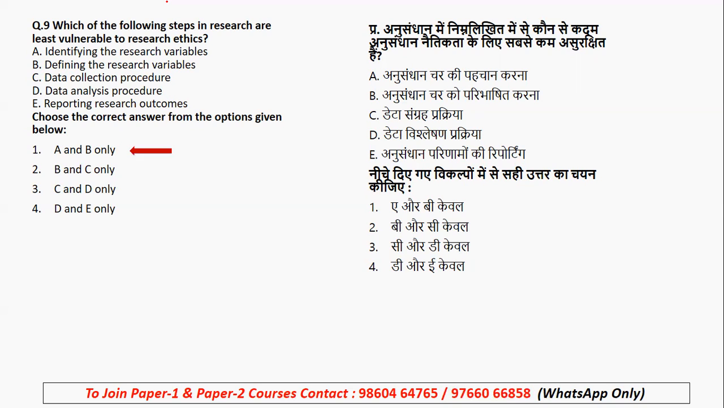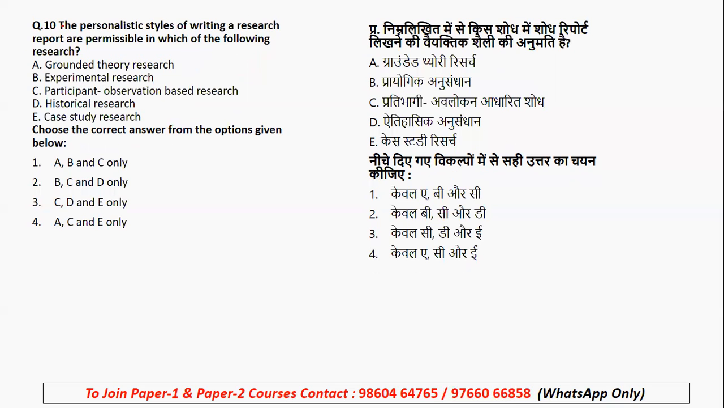It will basically be the steps of identifying the research variables and defining them, because for the rest of the part, whether it is reporting, analysis, or collection, research ethics is highly vulnerable, it is highly present. So the least vulnerable will be the identification and the definition of the research variables.